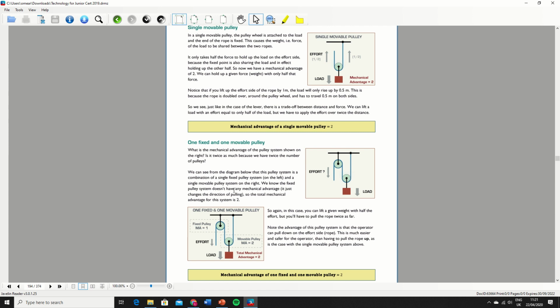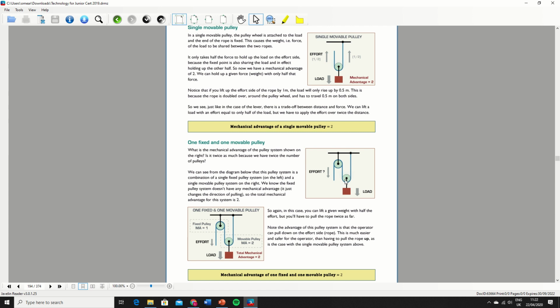So we know that the fixed pulley doesn't have any mechanical advantage, it just changes the direction of pulling. So the total mechanical advantage of the system is 2, because we know that our single movable pulley has a mechanical advantage of 2. Again, in this case, you can lift a given weight with half the effort, but you'll also have to pull the rope twice as far.